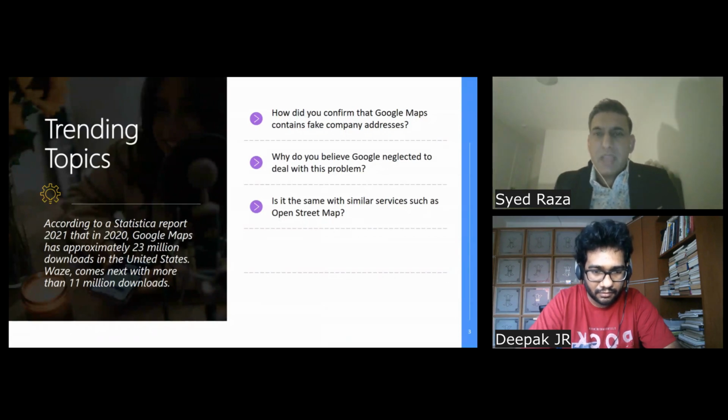OpenStreetMap is kind of a local problem, so they can quickly identify it and remove it. Because the data is less, the scope of the problem is less. I'm researching that also. They said they remove fake listings, map vandalism, in 1 to 2 days, but for maybe 16 or 17% of them, it takes 1 week.